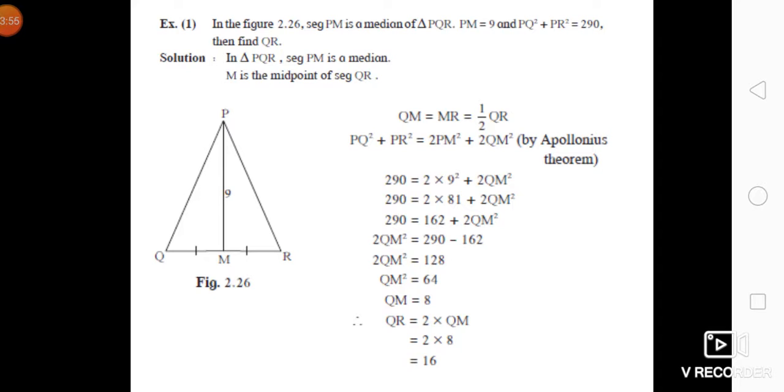290 is equal to 162 plus 2QM square. 2QM square is equal to 290 minus 162. 2QM square is equal to 128. QM square is equal to 128 upon 2. By cancelling, we get 64. Therefore, taking square root on both sides, QM is equal to 8. Therefore, QR is equal to 2 into QM, which is 2 into 8, equal to 16.